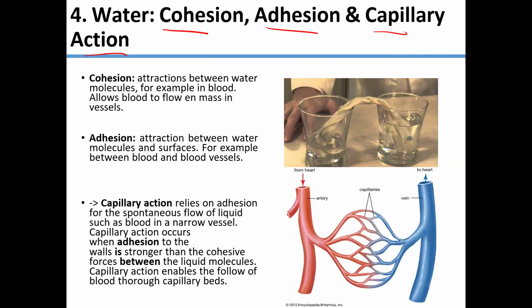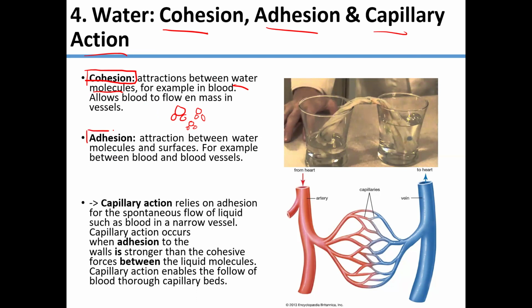So when it comes to cohesion, it's just the attraction between water molecules to themselves. So cohesion, they're going to cohere, or come together with themselves. So we have our water, and then our water is going to cohere with each other. An example of this is blood: it's going to allow blood to flow through the veins.